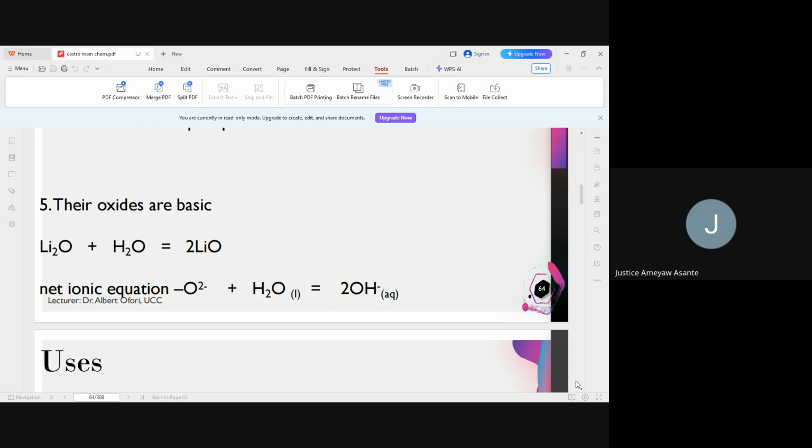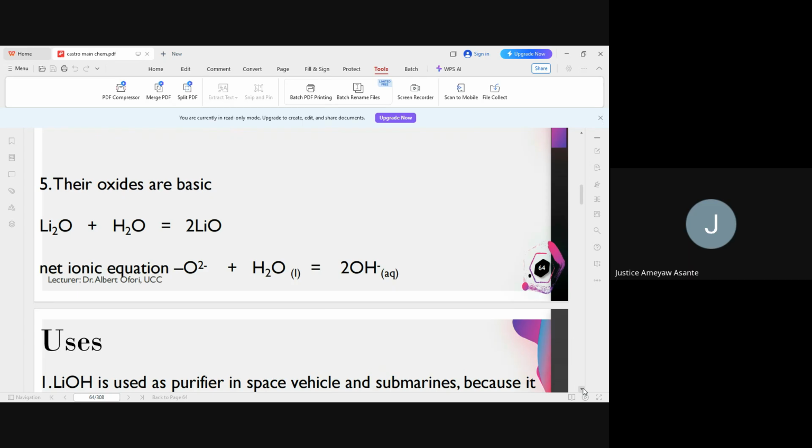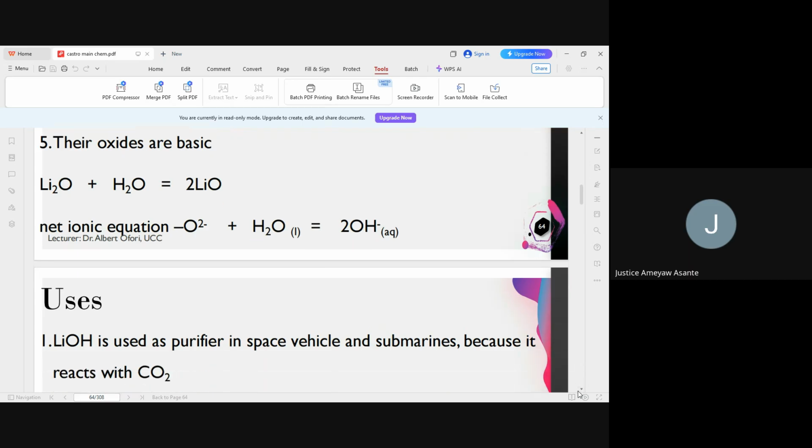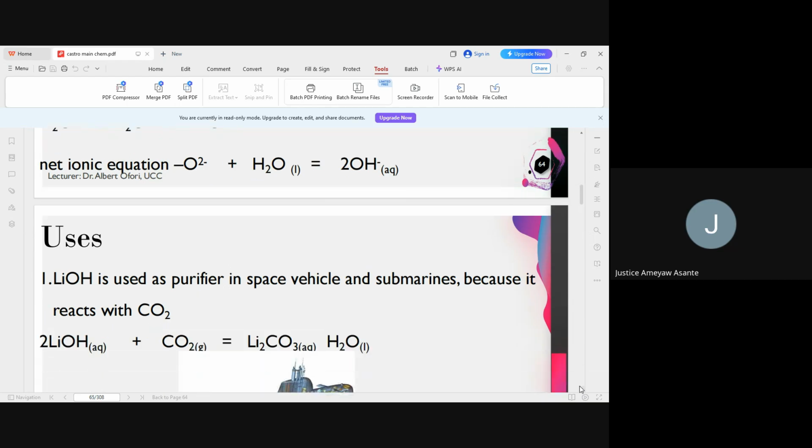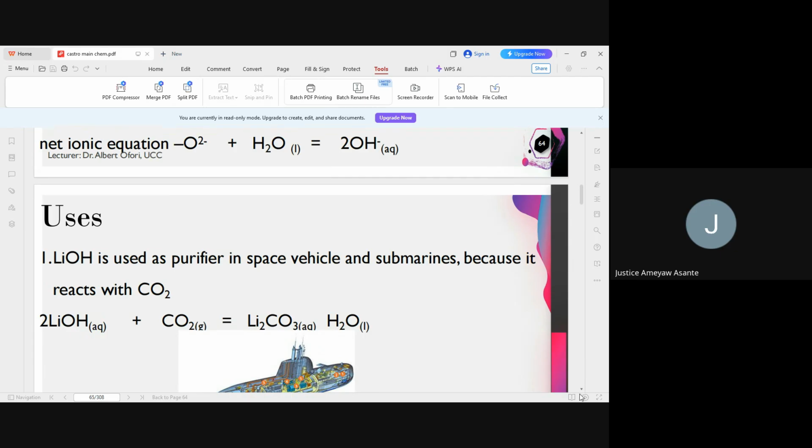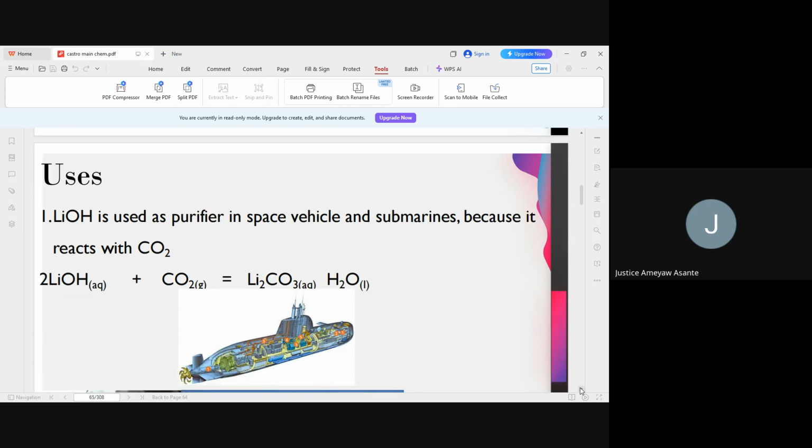So their other oxides are this. Lithium can also form oxides, which is the same as all the other elements in group 1. What are the uses of lithium?